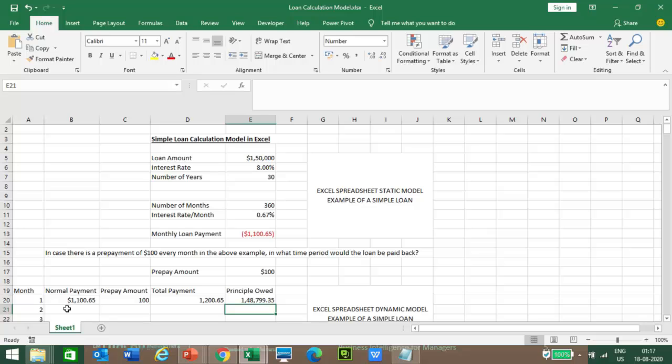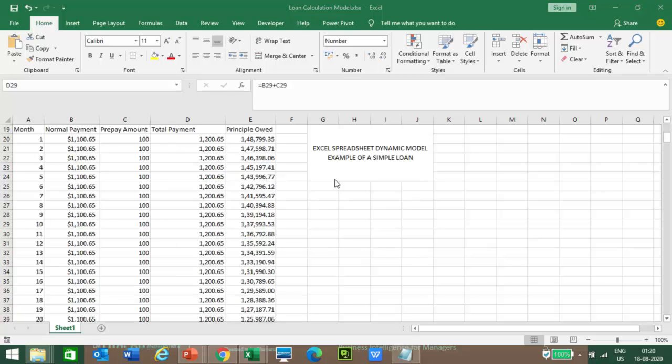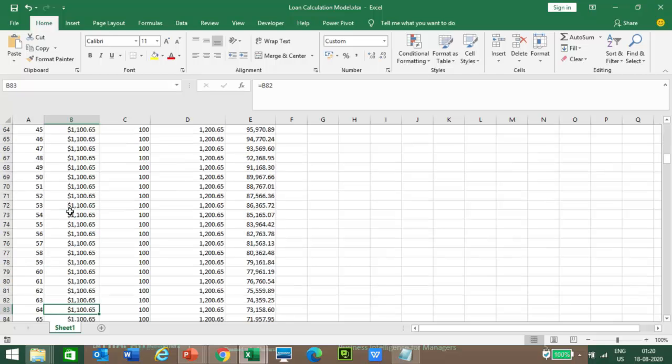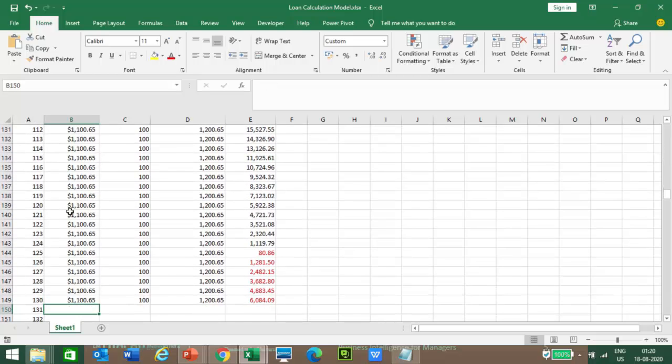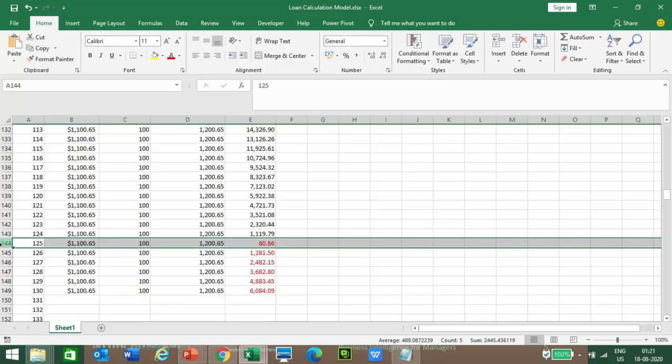Now if we replicate this for the remaining months, we'll get a scenario something like this. So this is the final matrix which we have been able to achieve once we have made the calculations for the remaining months, and the solution that we get is equal to 125 months in which our total amount is getting repaid, that is, in month number 125. That is where the principal amount is changing from positive to negative.